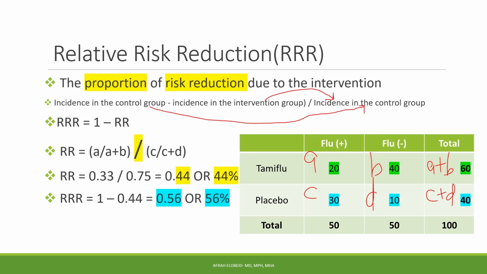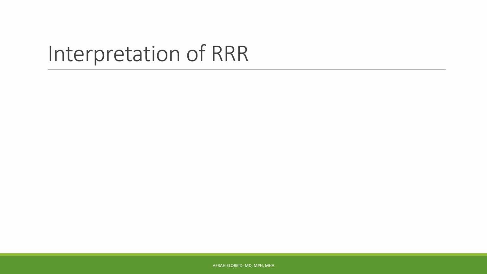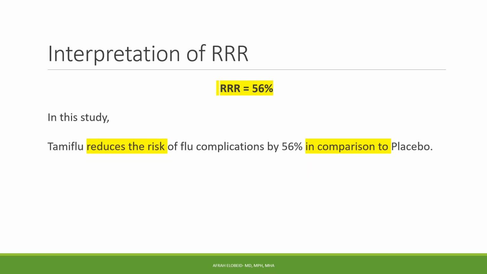So you can imagine here the importance of filling the 2 by 2 table correctly. It will make everything else easy and straightforward. Now, how can we interpret the relative risk reduction? For example, in this scenario, we have a relative risk reduction of 56%. The interpretation says that Tamiflu reduces the risk of flu complications by 56% in comparison to placebo. And someone might say, well, wasn't that the same way we interpreted the absolute risk reduction?